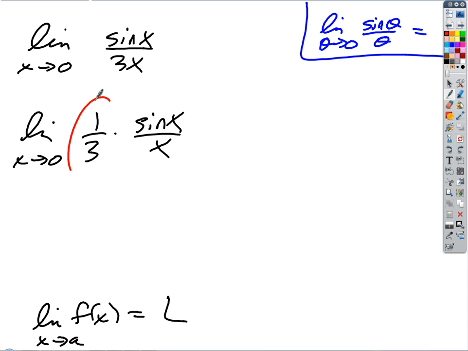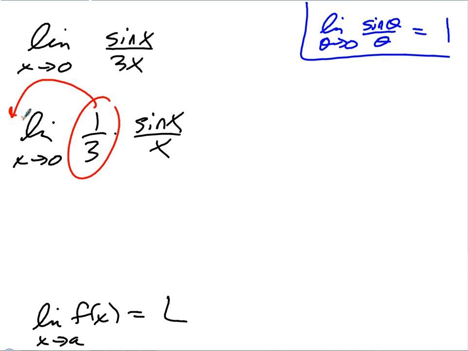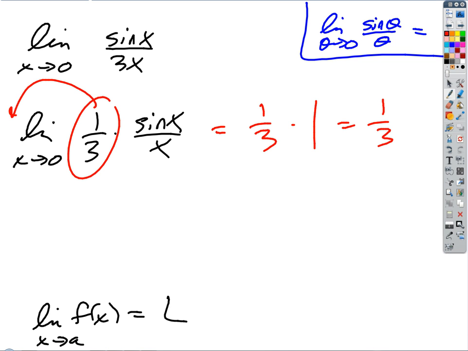So we'll take that 1/3 and literally take it out front, and we just end up with 1/3 times our known limit. It's 1/3. Now there's one just like that I want to get to, and if I get through this, we're good for the day.